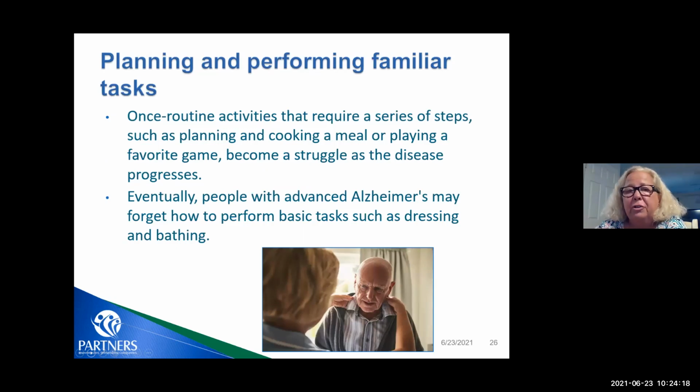Planning and performing familiar tasks. Routine activities that require a series of steps, like planning your grocery shopping, figuring out which meals you're going to cook which day, and cooking that meal, that's a multi-step thing. They start struggling with that. Maybe playing games that they've enjoyed as an activity is more of a struggle as the disease progresses. Eventually, as Alzheimer's becomes advanced, they're going to start to forget how to perform the most basic tasks like dressing and bathing.